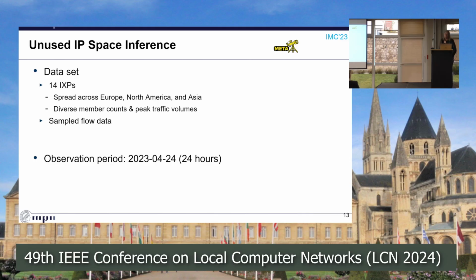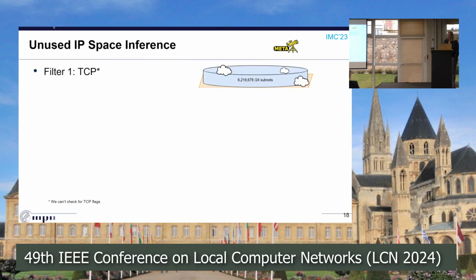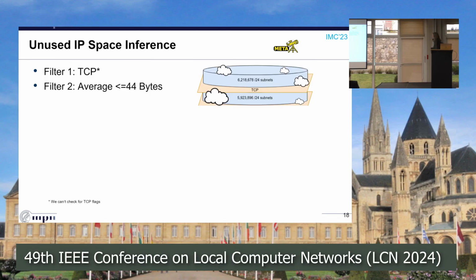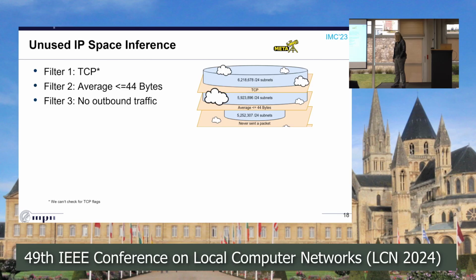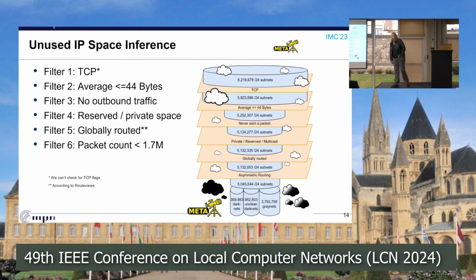Now, to infer the meta telescopes, we use data from 14 different IXPs spread around Europe, North America, and Asia, all of different sizes, and we had sampled flow data. So what did we do here? Well, we applied different filters according to what we learned earlier. Recall, these are the characteristics that we should be seeing, and this is exactly what we are filtering for. We are filtering for TCP, average fairly small packet size, no outbound traffic, excluding reserved private address space, globally routed, and a packet count less than 1.7 million.